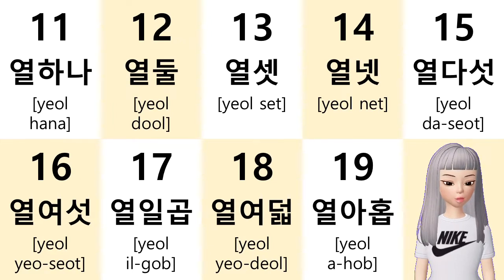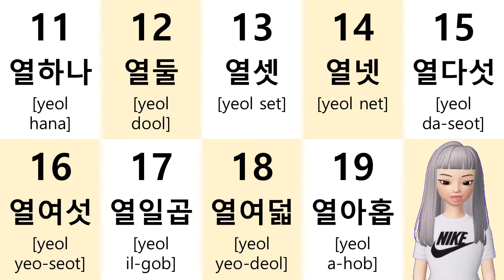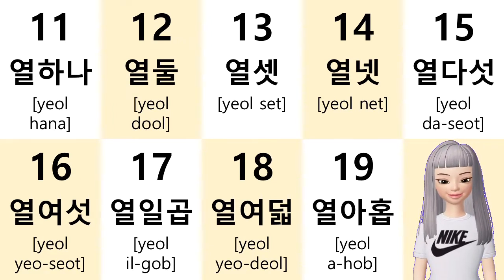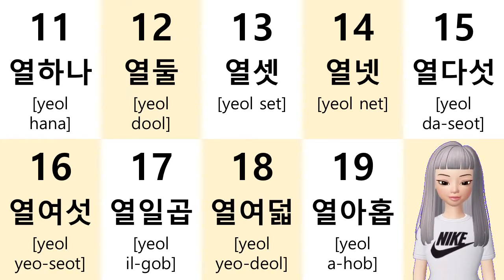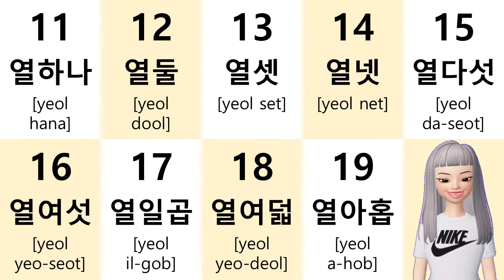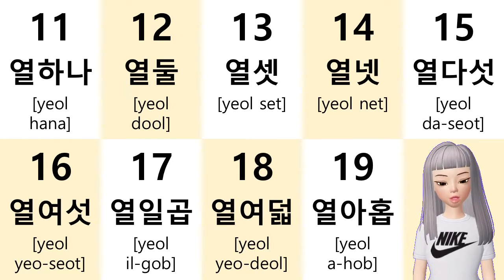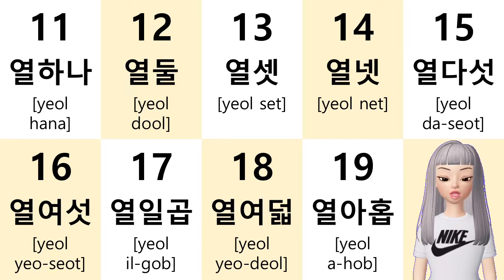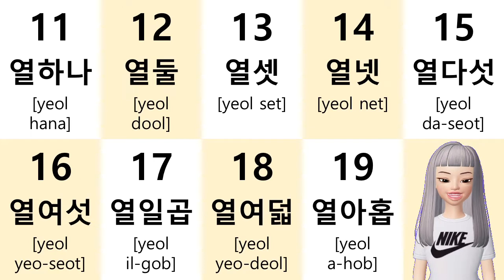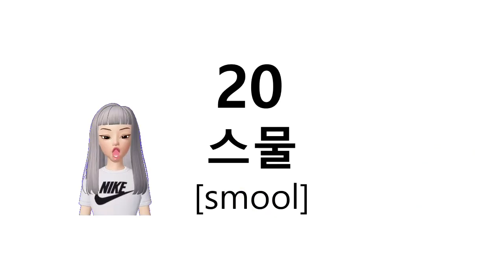Now can you guess what 15 is? Right, 열다섯. It goes on for 16, which is 열여섯. For 17, it's 열일곱. 18, 열여덟, and 19, 열아홉. For 20, it's a little bit different.